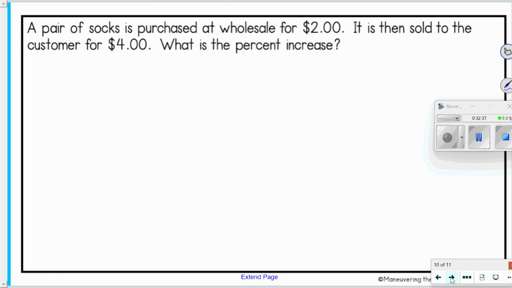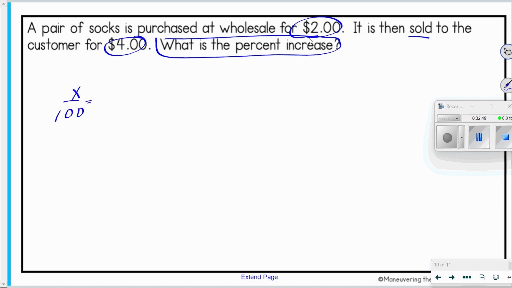So, our last one, a pair of socks. Purchased for $2 and then sold to the customer for $4. What is the percent increase? So I don't know the percent. I know what the change was between 4 and 2. 2. What was my original price? 2.